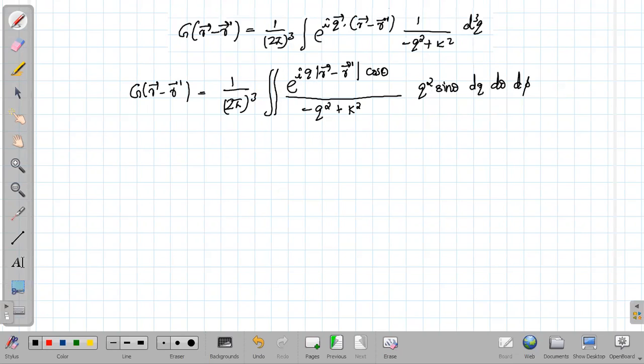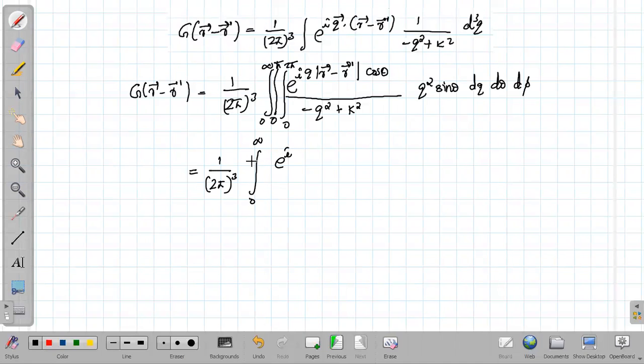Okay, so that's the usual spherical coordinate system that we are using, and there is a triple integration. So integral over phi would go from 0 to 2 pi, integral over theta will go from 0 to pi, and integral over q would be from 0 to infinity. Okay, so this becomes 1 by 2 pi cube integral 0 to infinity e raised to.